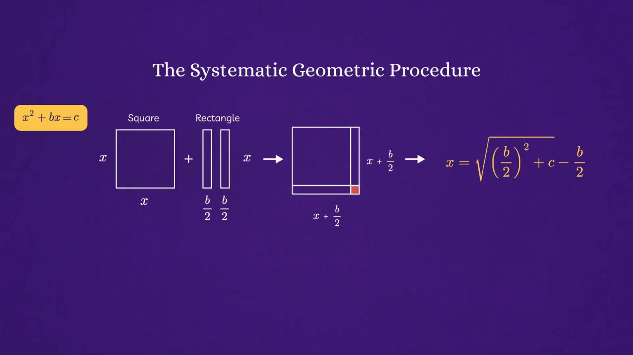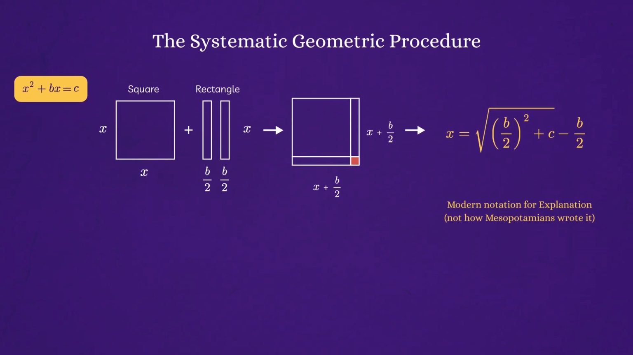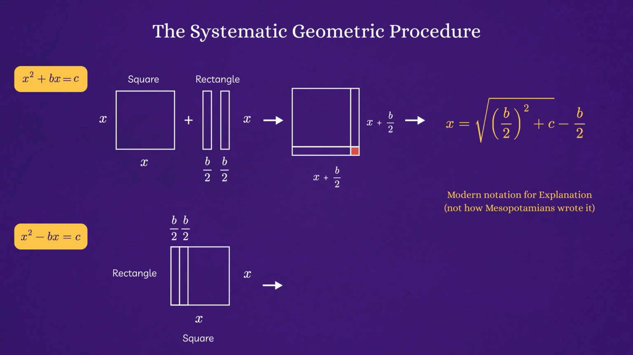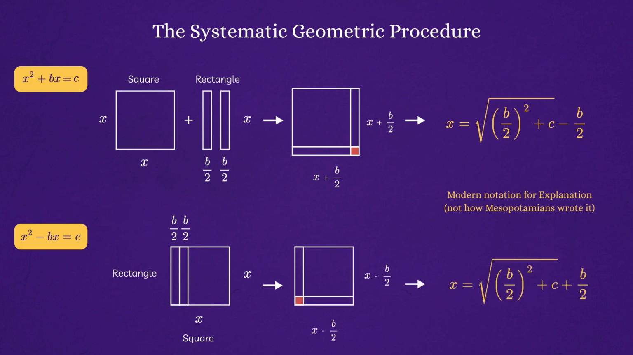However, it's important to emphasize that this notation is only used to explain the method in our mathematical language today. The Mesopotamians themselves had nothing to do with equations or formulas in this form. Their approach was entirely geometric. For example, consider another quadratic equation, what we now view as two versions of the same problem, differing only by the sign of b. They regarded them as distinct problems, each with its own geometric interpretation.